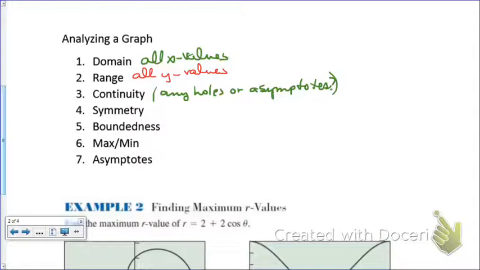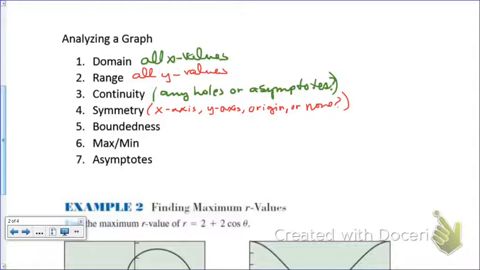Symmetry, it's asking about the symmetry that we talked about at the beginning. Is it symmetrical about the x-axis, the y-axis, the origin, or maybe none of the above? That's possible.